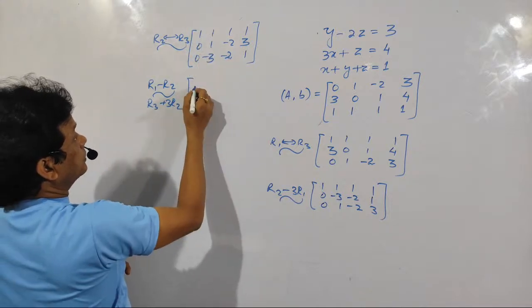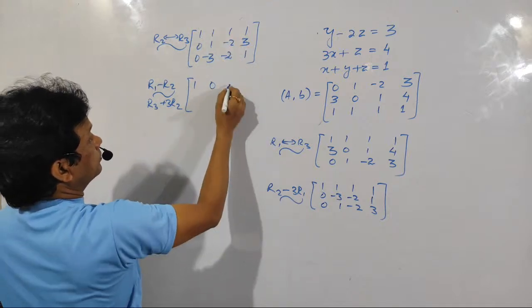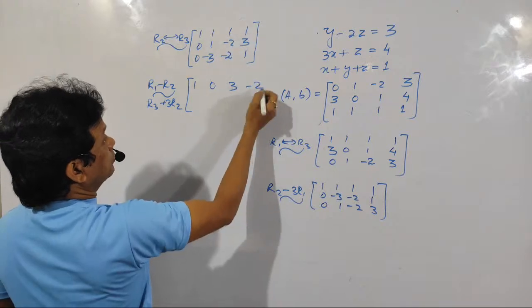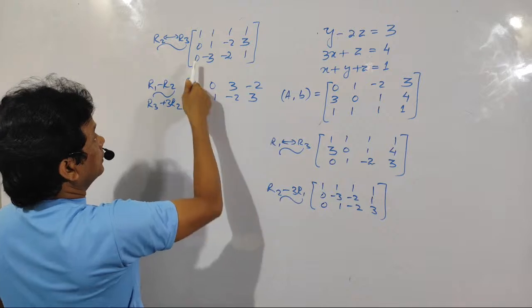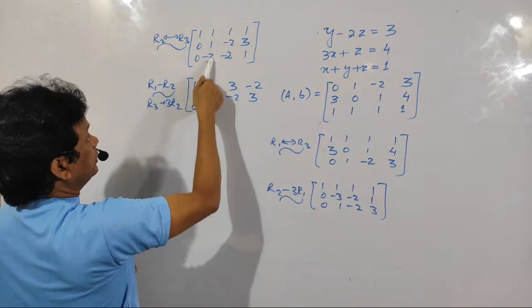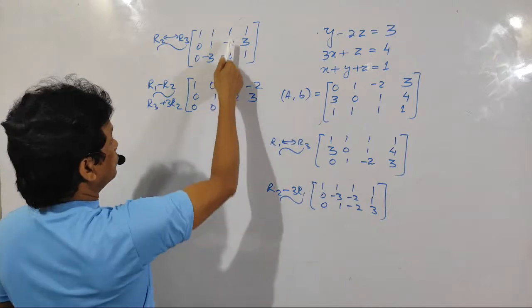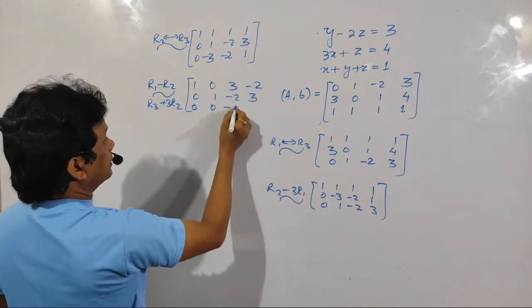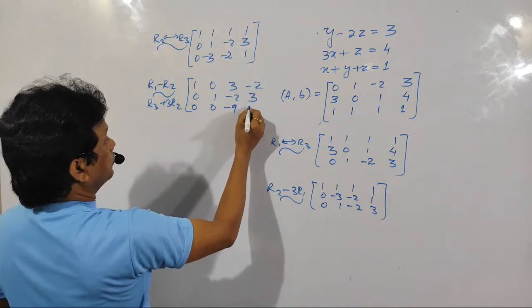This minus this, 1, 1 minus 1, 0, this minus this, 3, this minus this, minus 2. Now 0, 1, minus 2, 3. This plus 3 times, 0, this plus 3 times, 0, this plus 3 times. That means minus 6, minus 2, minus 6, it is minus 9. So this plus 3 times, it is 9 plus 1, 10.